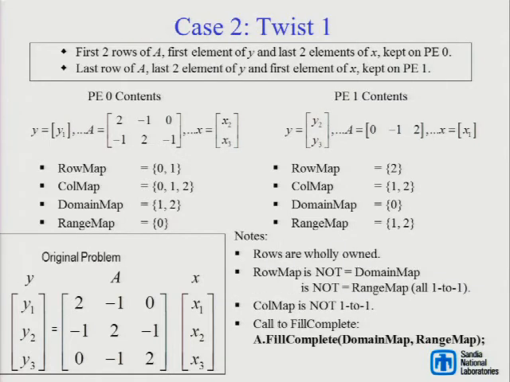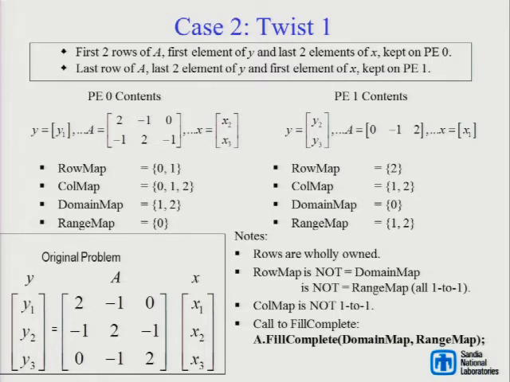Let's get fancier. All right, let's do twist number 1. Here I'm basically messing around with the range and domain maps a little bit. So the difference here is the matrix is distributed the same way. The first two rows are processor 0. Last row is processor 1. Only I'm doing the domain and range map differently.